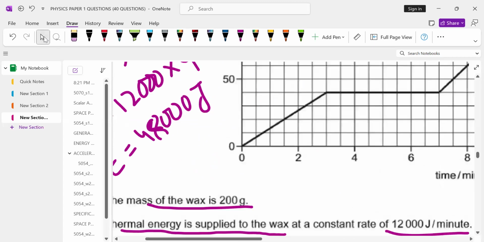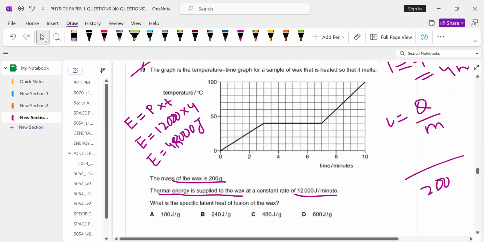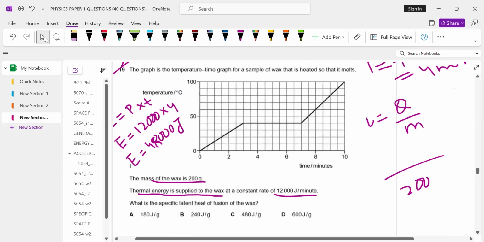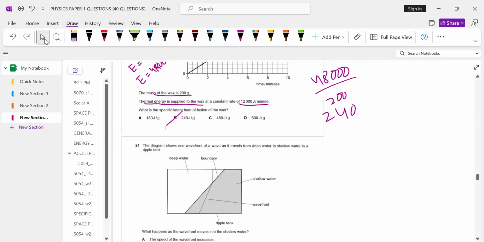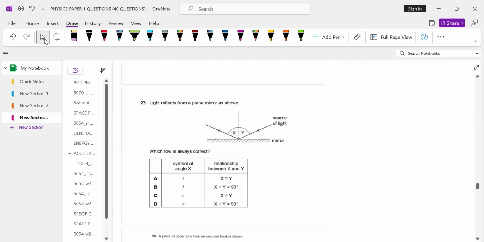Now you got the energy. This energy and Q are the same thing. This energy, which is 48,000, divided by 200 gives you the answer. Let me put it into the calculator: 48,000 divided by 200 is 240. So option B is correct for question number 37.